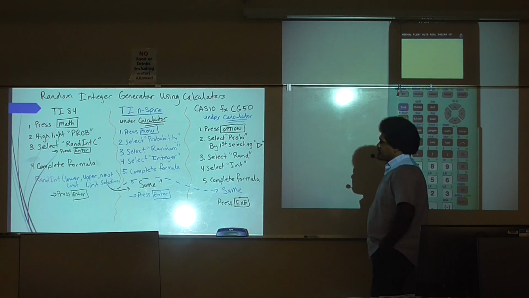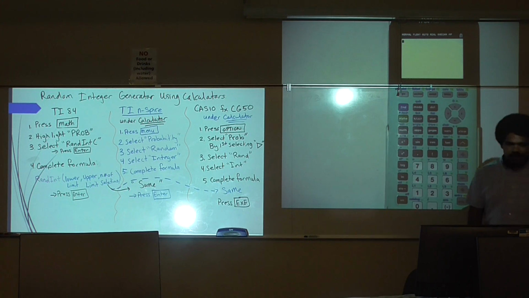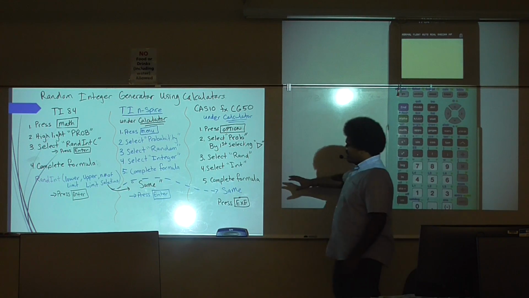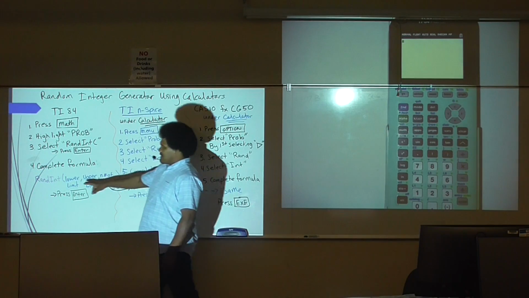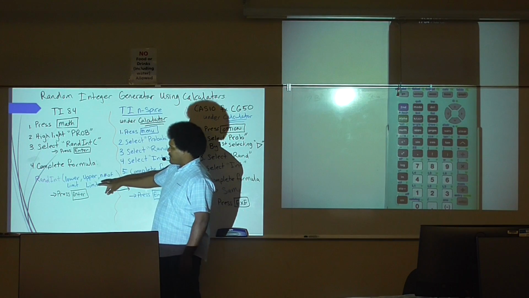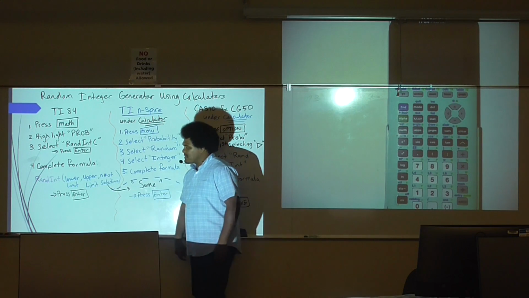Everything is set up with the same format. In the last step of each one, the goal is to get a format that looks like randInt, or randInt number, that has a lower limit, an upper limit, and n, the number of selections.